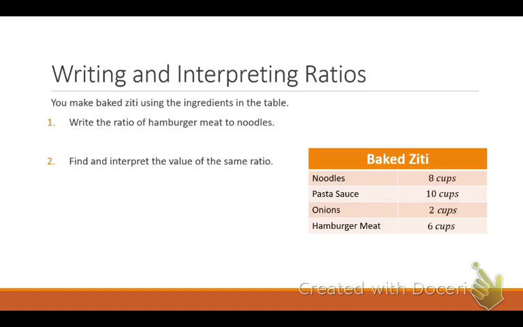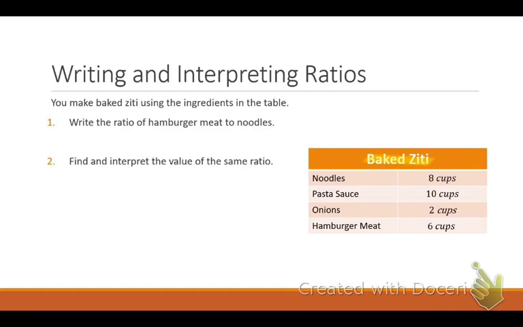Okay, so in the first example, we are writing and interpreting ratios. So you make baked ziti using the ingredients in the table. There will be some ingredients in the table that are irrelevant. We just need to focus on the ones that it's asking us for. Write the ratio of hamburger meat to noodles. Now, the ratio can be written any one of the three ways. I will ask that you reduce the ratio if possible. Now remember, if it reduces down to a denominator of 1, you have to keep that, because if you make it a whole number, it's no longer a ratio.